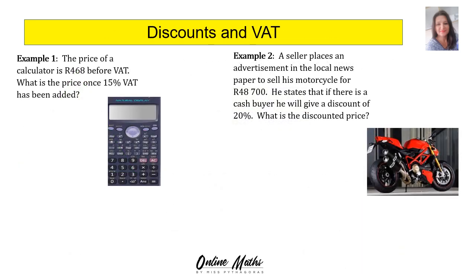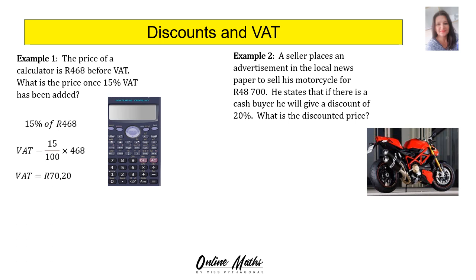Discounts and VAT. Example 1. The price of a calculator is 468 Rand before VAT. What is the price once 15% VAT has been added? So we start by saying 15% of 468, and remember, of in maths means multiplication, and 15% is the same as 15 over 100 times the 468.